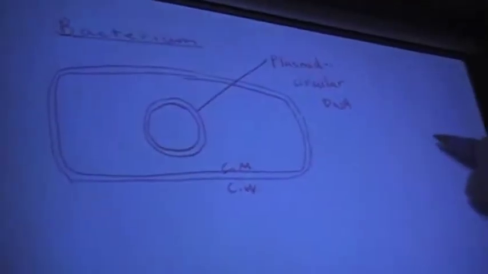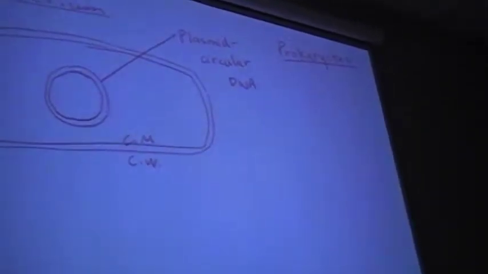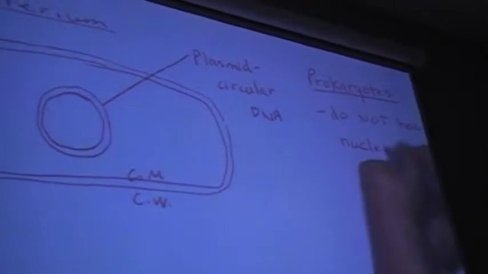Now, recall that bacteria are prokaryotes. What is a prokaryote? Do they have nuclei? Prokaryotes do not have nuclei, okay? So this bacterium does not have a nucleus. Prokaryotes do not have nuclei, and they do not have membrane-bound organelles.